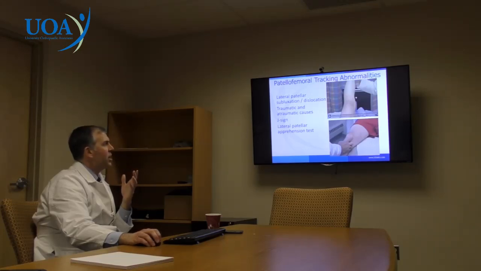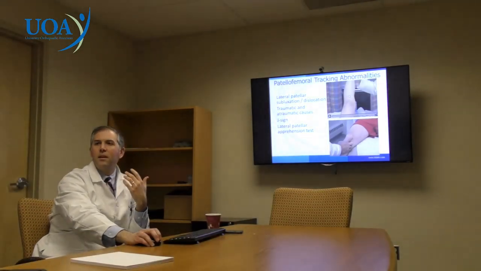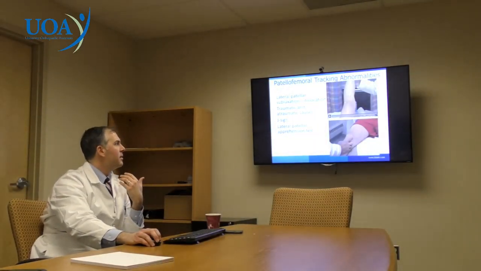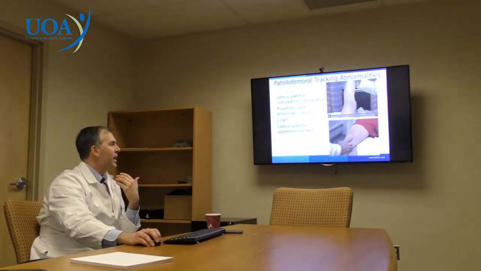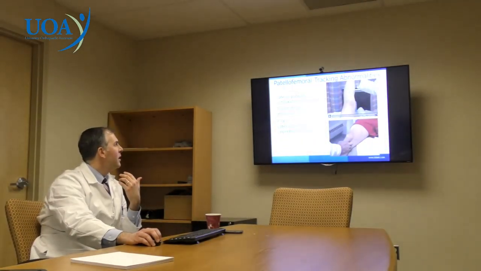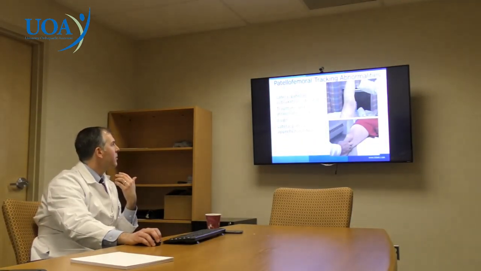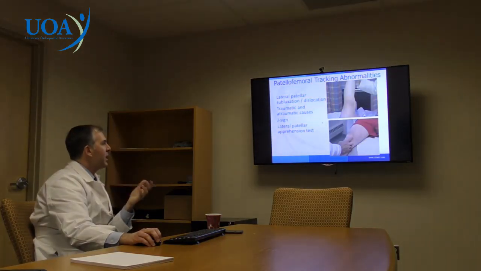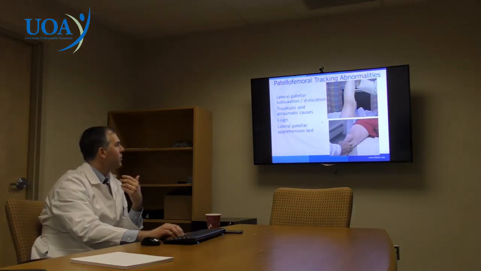But this is a J sign, which I think you guys have probably seen, where you have a pretty obvious lateral tracking that does engage the groove and pop back in as you go into flexion. Certainly, again, apprehension tests, those are all things to look for when you're looking at instability.